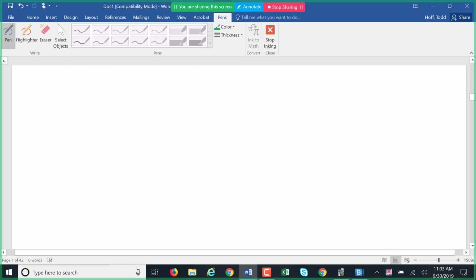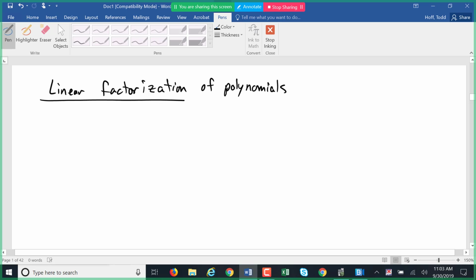The last thing we want to talk about today is linear factorization of polynomials. If I tell you the roots of a polynomial, you should be able to construct that polynomial. Sort of. If I have roots of 2, -3, and 2i.